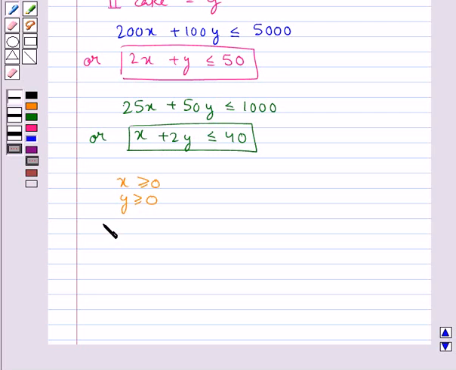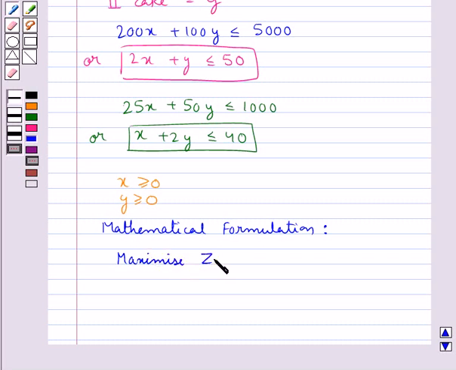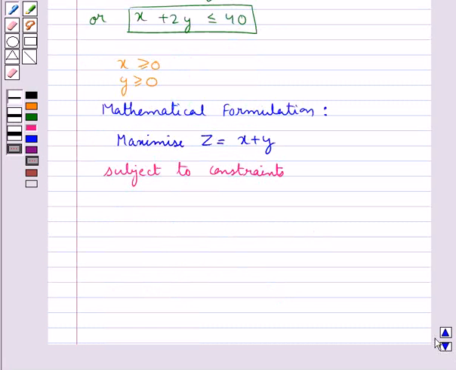Now, the mathematical formulation of this problem is given as maximize z equal to x plus y, since we are supposed to find the maximum number of cakes, subject to constraints 2x plus y less than equal to 50, x plus 2y less than equal to 40, x greater than equal to 0 and y greater than equal to 0.